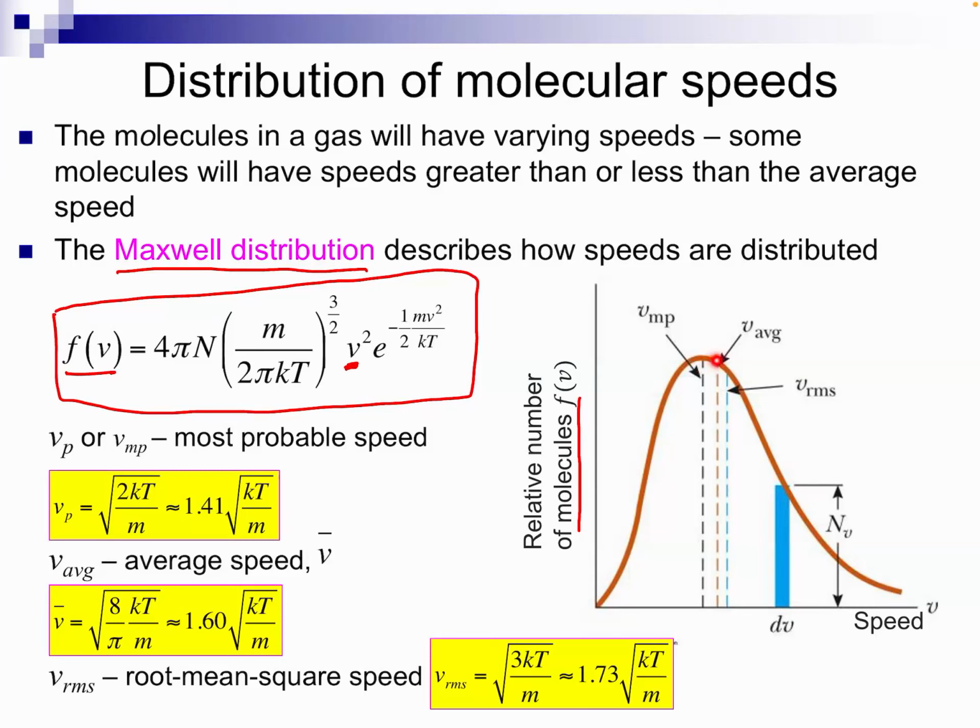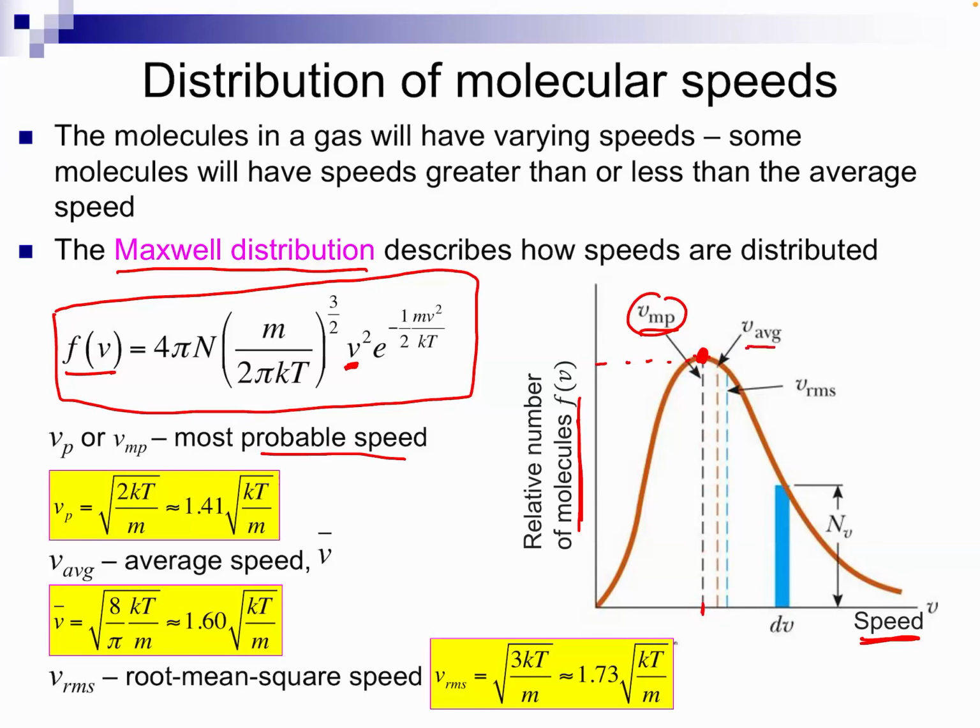So we can define different parameters here. VMP is the most probable speed. As you can see, it's here at the peak. That means the most molecules will have this particular speed. The x-axis is speed, the y-axis is the number of molecules. So this peak here, the VMP, means you have the maximum number of molecules having this particular speed.